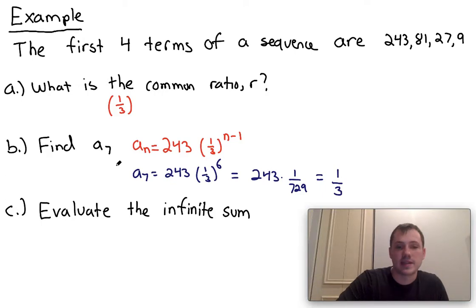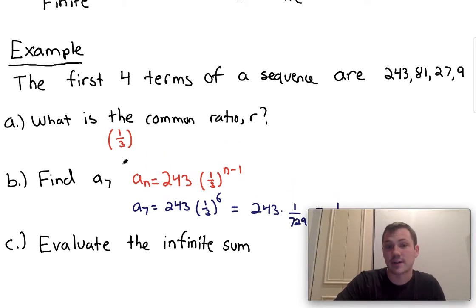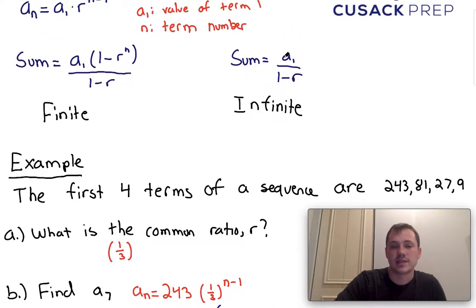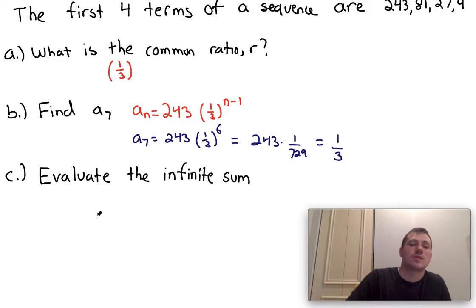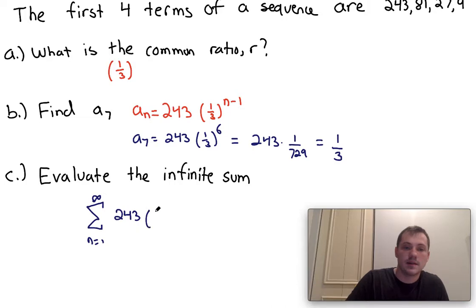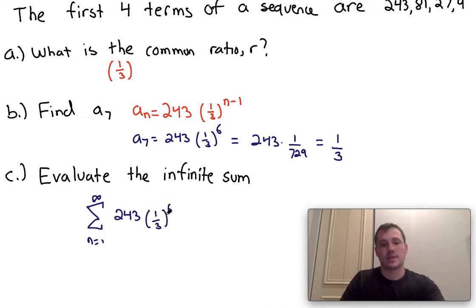Now we want to evaluate the infinite sum. So this is the sum of the series that goes on forever. So let's say we wanted to use this formula, a sub 1 divided by 1 minus r. Well, then our sum, which we could write this way, from n equals 1 to infinity, of 243 times 1/3 raised to the n minus 1, I should say.